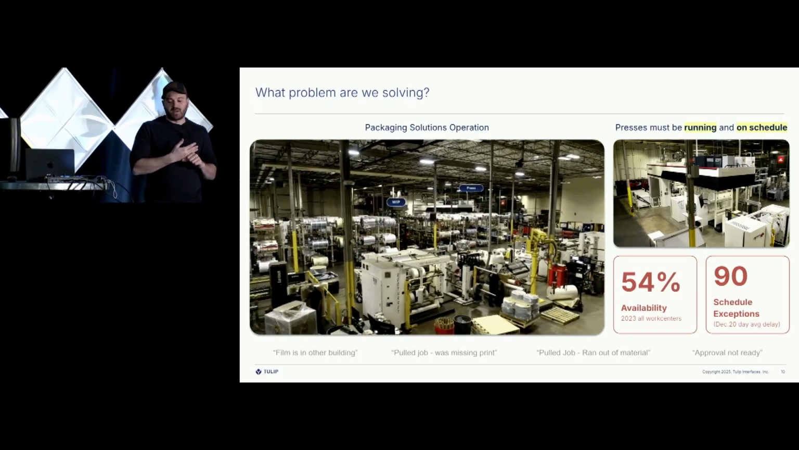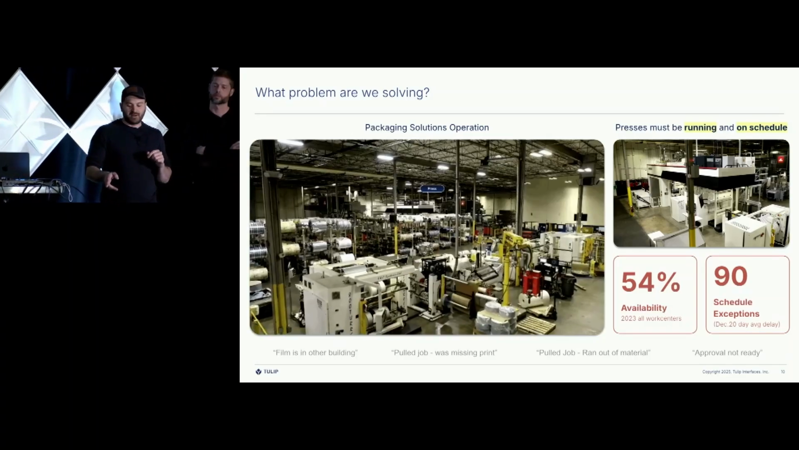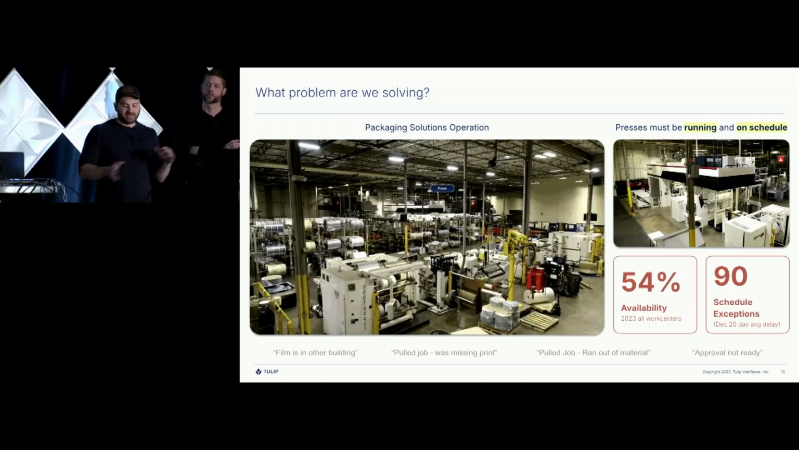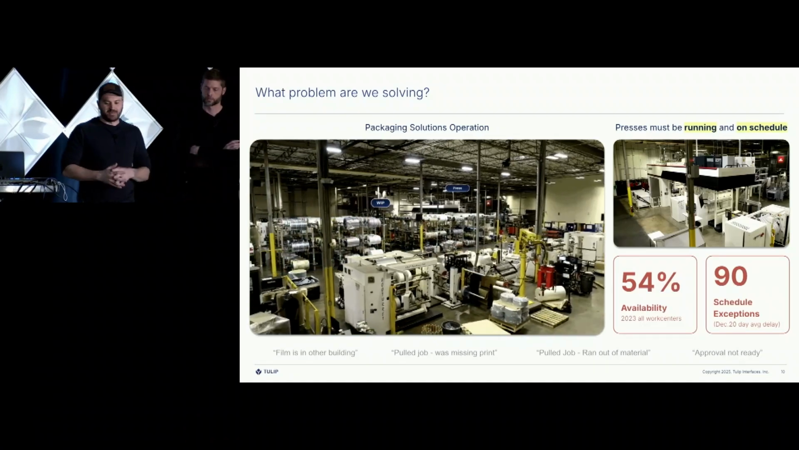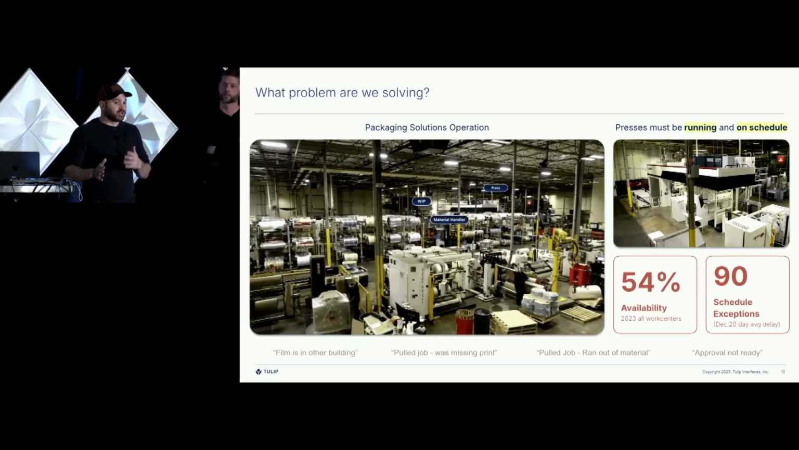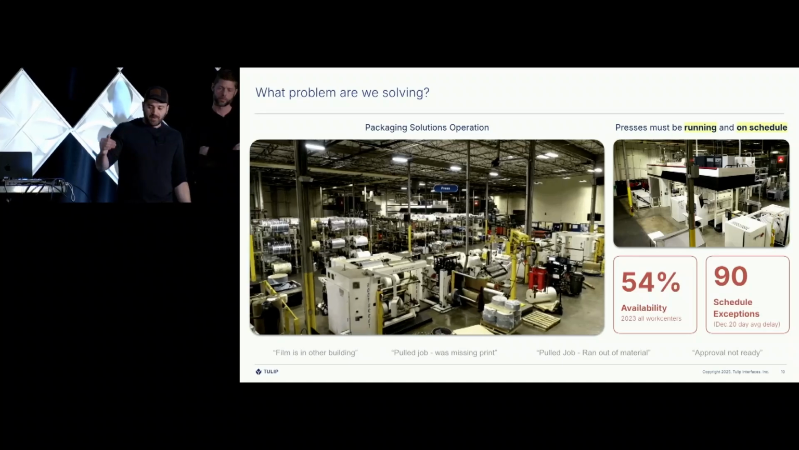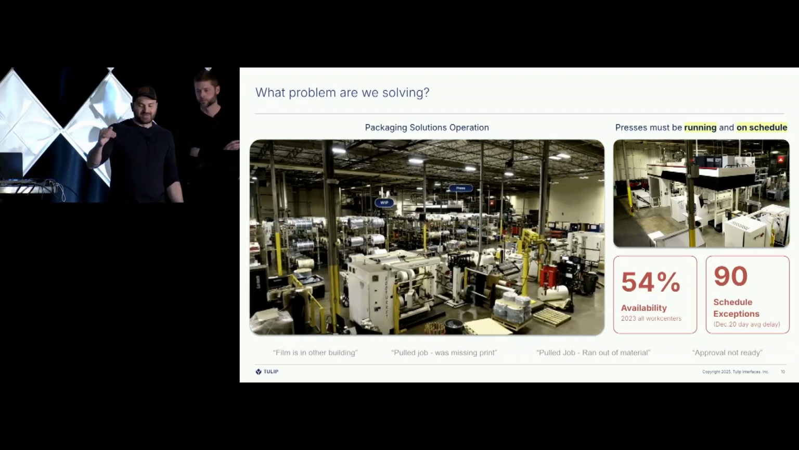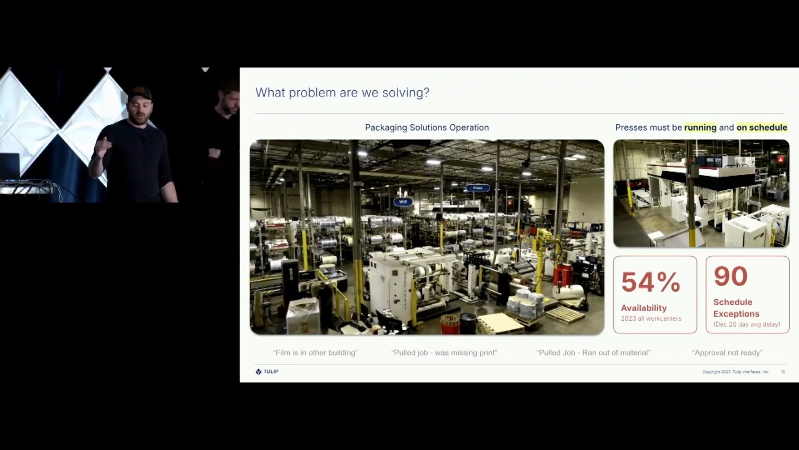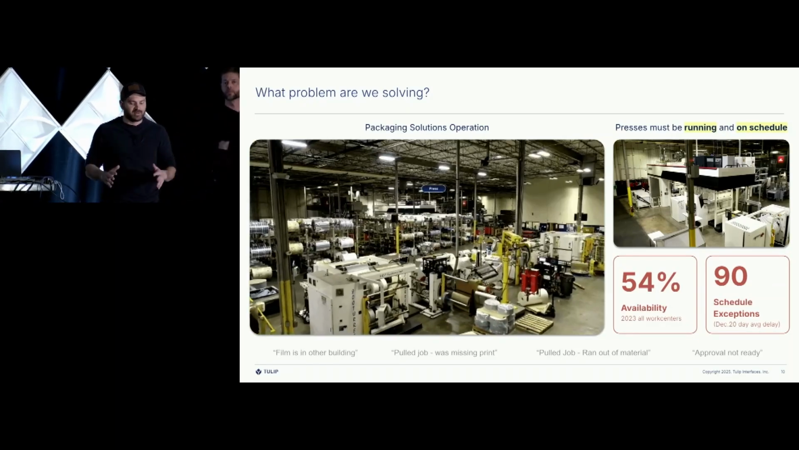When we looked at the data, we saw that there's 54% availability across all work centers. And that's in the 2023 data that was available to us. Those press machines aren't running as often as they could be or should be running. We also saw that of the schedule they have to run to, there were 90 schedule exceptions in December of '24. So more than 3 times a day, we're basically saying we're not going to do the schedule.